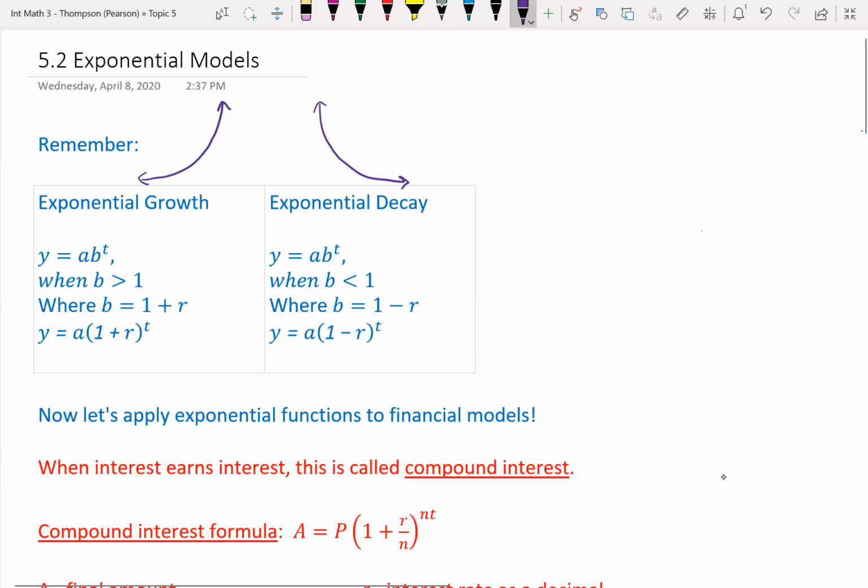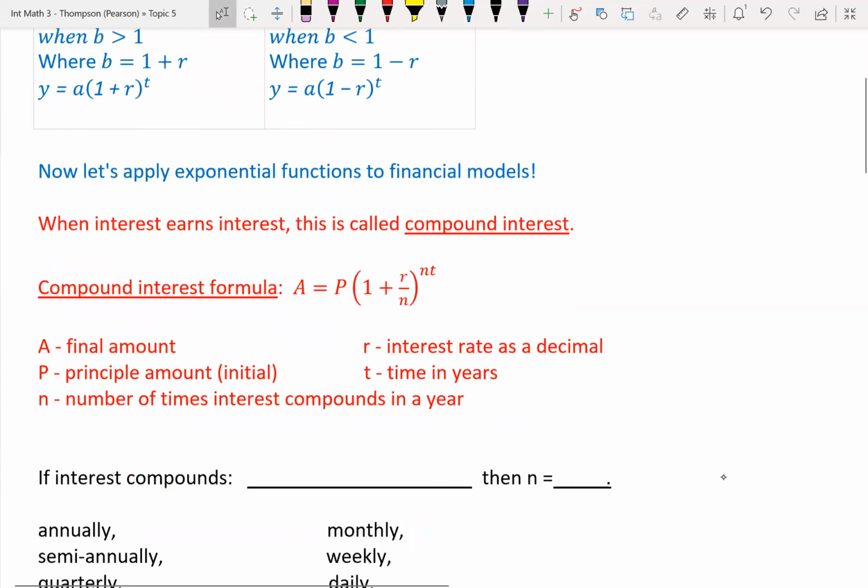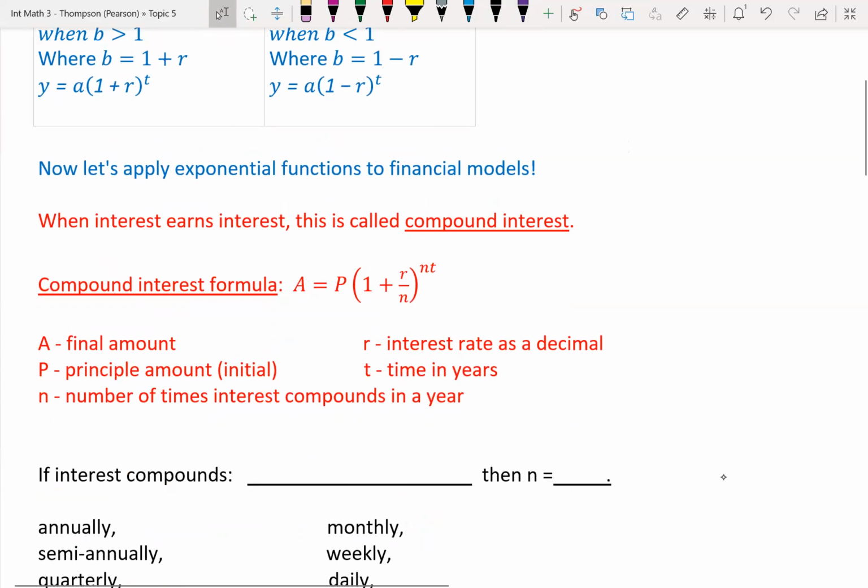Okay. So then when we apply this to financial models or financial situations, we come across this thing called compound interest. My note here says when interest earns interest, this is called compound interest. Let's look at a very simple or simplified example. If I have $100 and I am going to earn 10% interest on that. So if I have $100 and I earn 10% interest, 10% of 100 is $10.